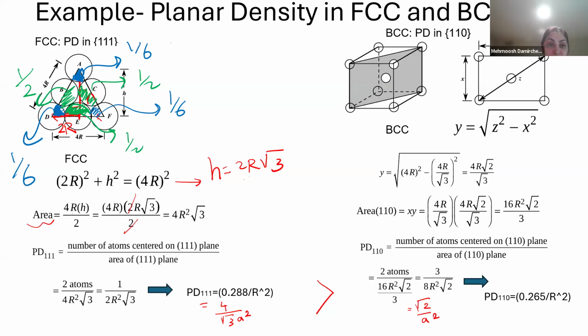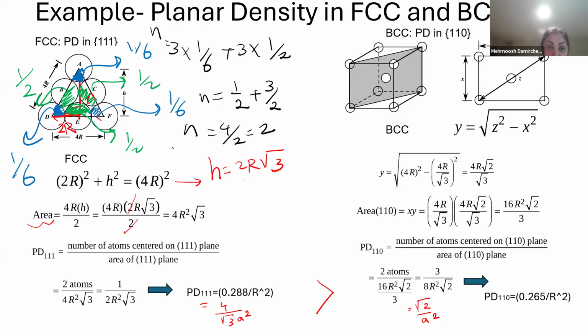The total atoms means 3 times 1 per 6, 1 over 6, and 3 half is the number of atoms. So the number of atoms is half, 3 over 2 is 4 over 2 or 2. So the number of atoms centered in the 1, 1, 1 plane is 2 atoms.